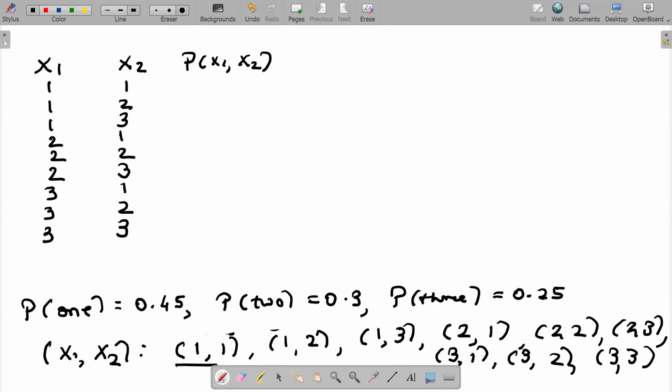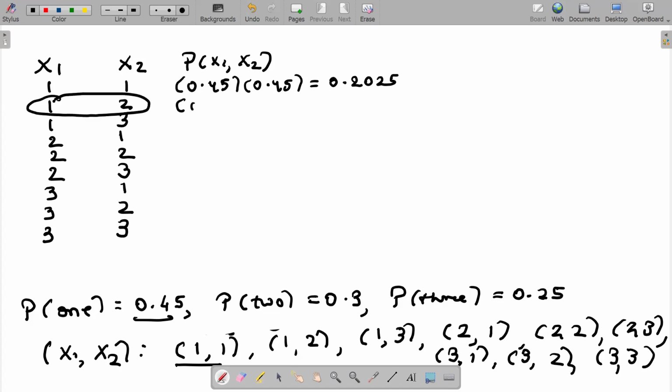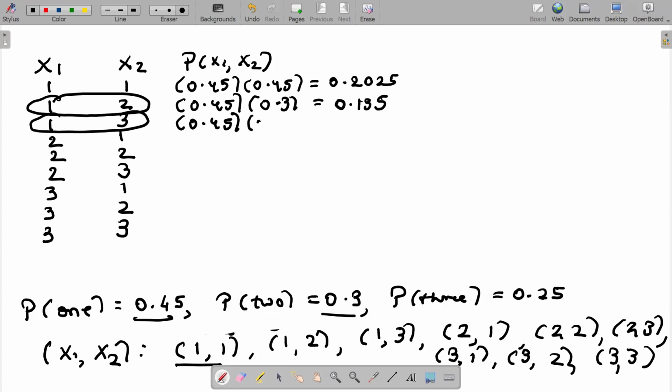So 1, 1 probability will be 0.45 into 0.45, which is 0.2025. 1, 2 will be 0.45 times, what's the probability of 2 packages being shipped? 0.3. 0.45 into 0.3, which is 0.135. Then 1, 3 will be 0.45 times probability of 3 packages being shipped is 0.25.